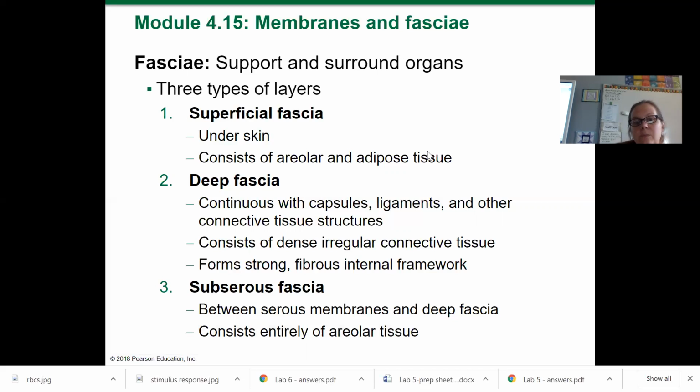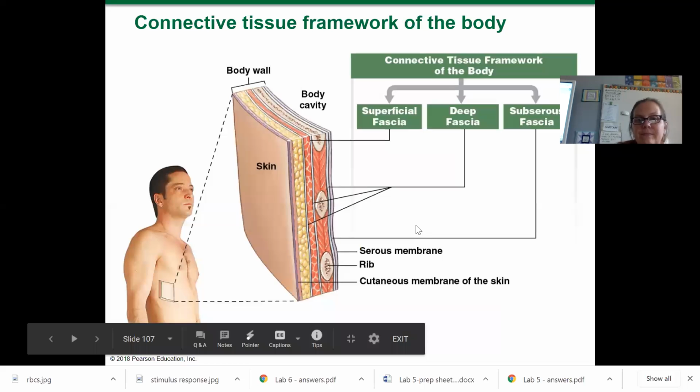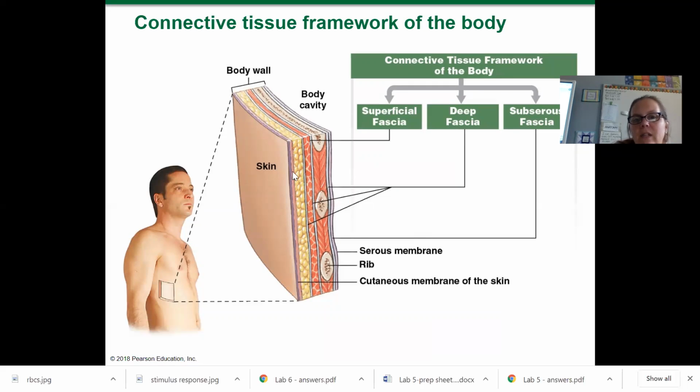Subserous fascia is between the serous membrane of the organ and the deep fascia of the layer above. And this is entirely areolar. And there's the picture on page 169 where you see these different membranes here.